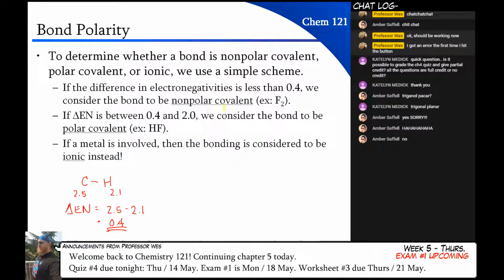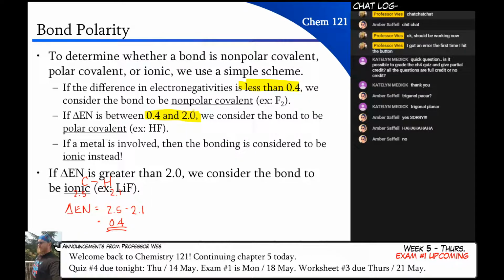You're either going to have 0.4 or less. This is less than 0.4, but 0.4 also counts here, so my slide isn't exactly written right. You're either going to be between 0.4 and 2, or you're going to be higher than 2.